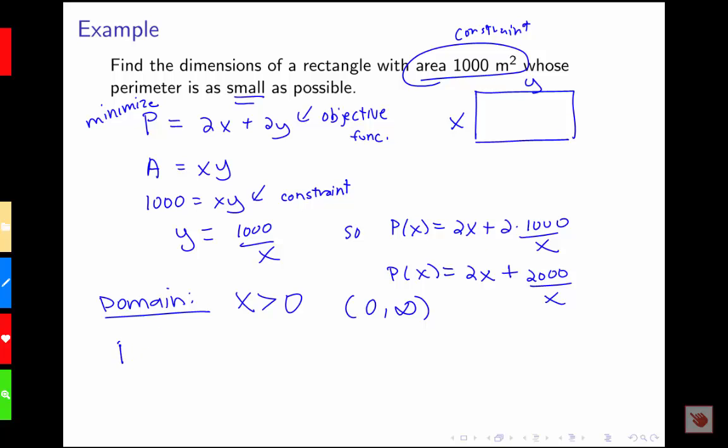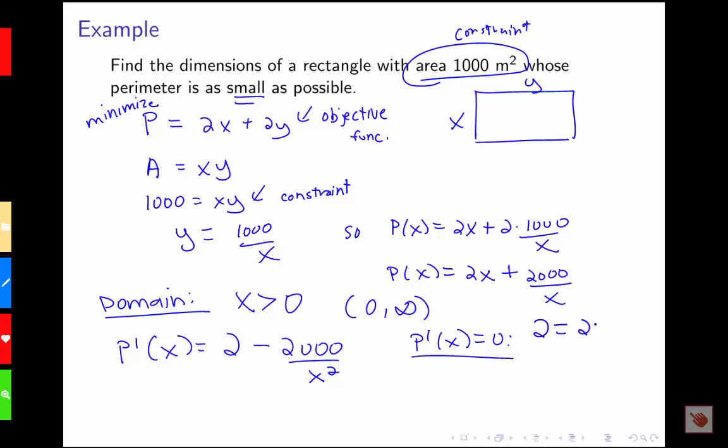So I'm going to need to find the derivative. So we've got P prime of x is 2. This is 2000x to the negative 1, so we have minus 2000 over x squared. So I need to identify any critical values of that. There's nowhere where the first derivative doesn't exist here, except at 0, but we know that's not in our interval. So I just need to find where 2 is equal to 2000 over x squared.